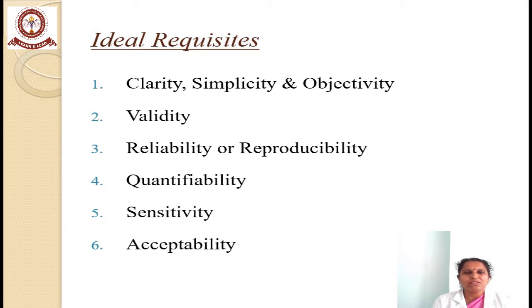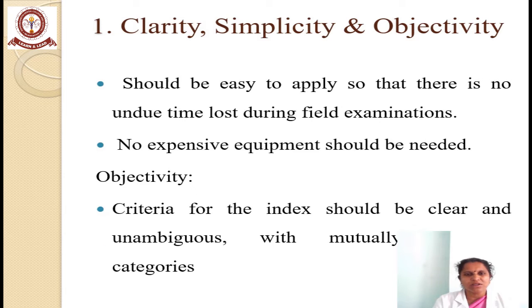And for any index, there are ideal requisites that have to be fulfilled by the index. The first is clarity, simplicity and objectivity. Next is validity. Third one is reliability or reproducibility. Quantifiability, sensitivity and acceptability are the ideal requisites of an index. So in the next slides we will see what each requisite means.